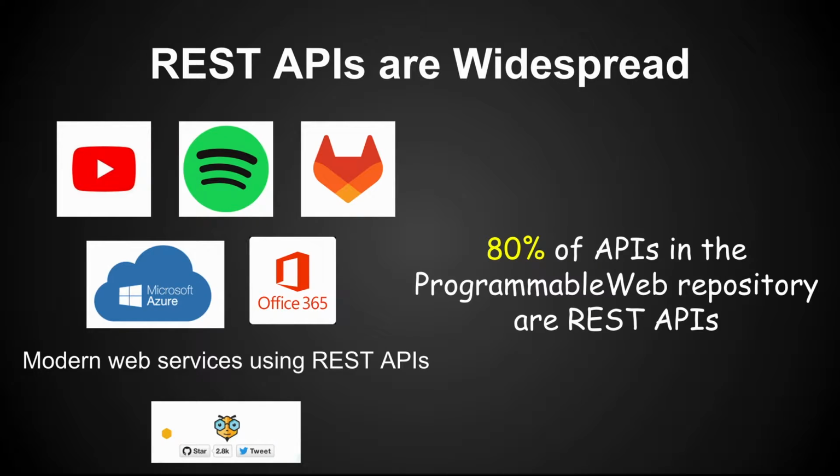REST APIs are widespread. The last decade has seen a growing number of web services deployed. Many of today's well-known web services, such as YouTube, Spotify, and GitLab, provide RESTful APIs to access their resources. Martin Lopez reported in 2017 that, according to Programmable Web, which is a famous API repository, more than 80% of the APIs are recorded in their directory. Another popular repository, apis.guru, contains thousands of APIs.